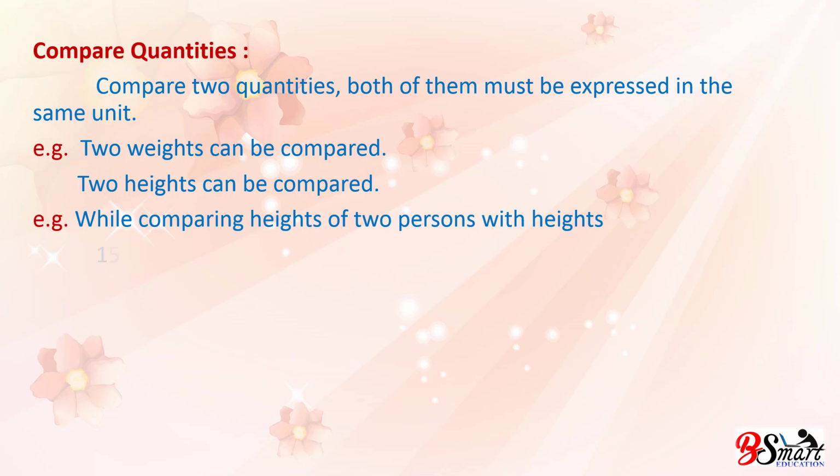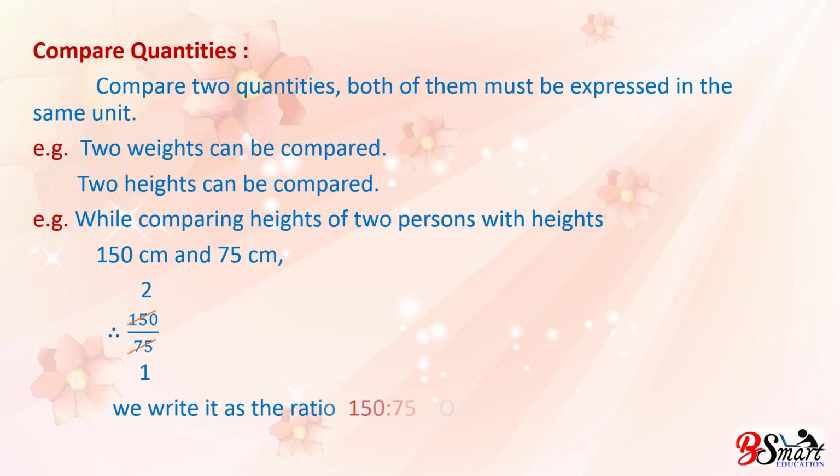While comparing the heights of two persons with heights 150 cm and 75 cm, we take 150 by 75. Here, 75 ones are 75 and 75 twos are 150. So, we write it as the ratio 150 is to 75, or 2 is to 1. I hope it is clear to you.